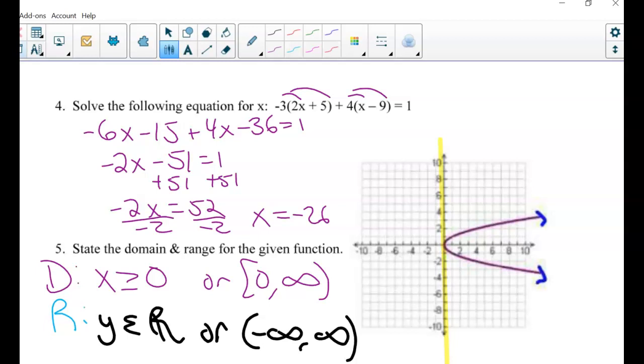And then your y values, this keeps going down off the graph, and this keeps going up off the graph. So if it keeps going down and up, it's all real numbers. So this would be in set builder notation, y is an element of all real numbers, or all real numbers. And negative infinity to positive infinity, which means it goes on forever and ever in both directions. Questions on that one?